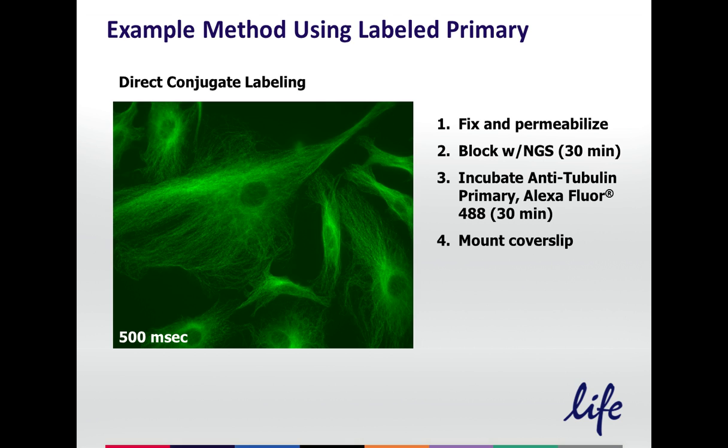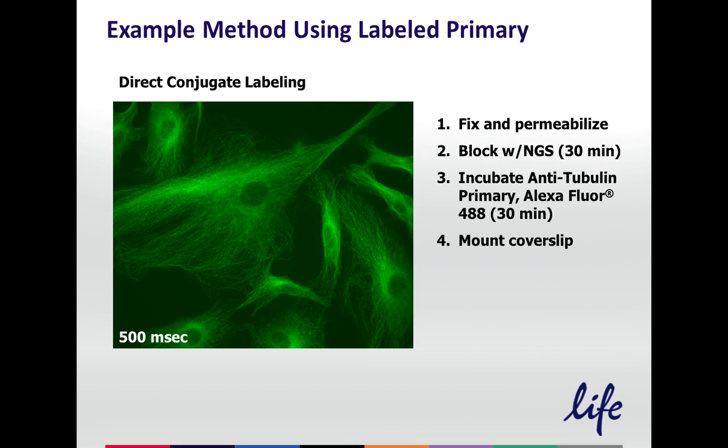This next slide shows an example, and in each of the different labeling strategies, you'll see a picture like this, one of BPAEC labeled cells, bovine pulmonary arterial cells, which are labeled with an anti-tubulin antibody. So what you're seeing here are cells that are labeled for tubulin. It's a very common antibody and a fairly high expressing target.